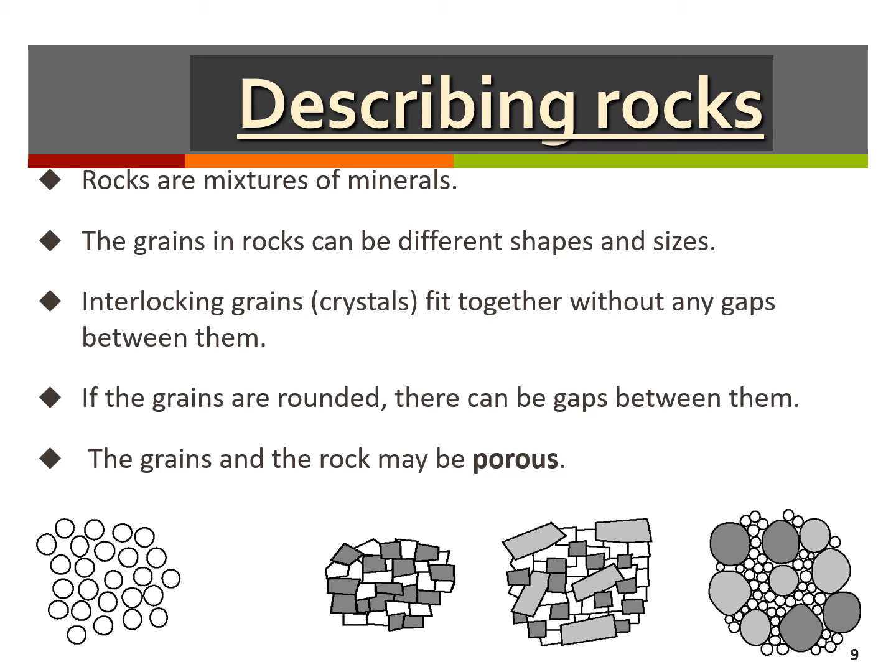How do we define a rock? So rocks are a mixture of minerals. The grains in the rock can be different shapes and sizes. They can be interlocking crystals that fit together without any gaps, or they can be round shaped rocks which have gaps in between them, like picture 1, and these are called porous rocks.